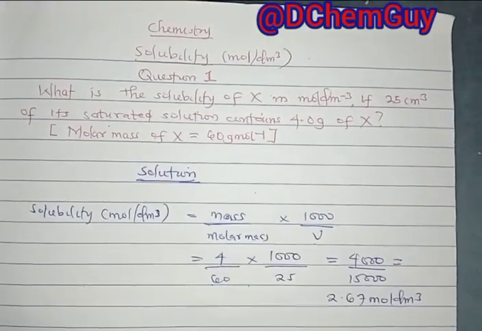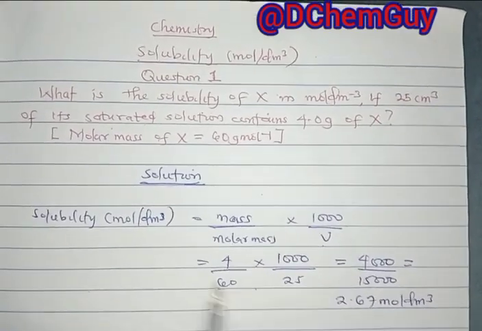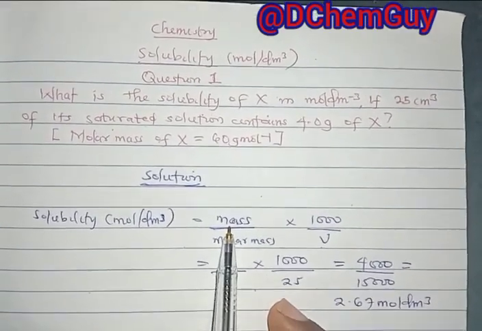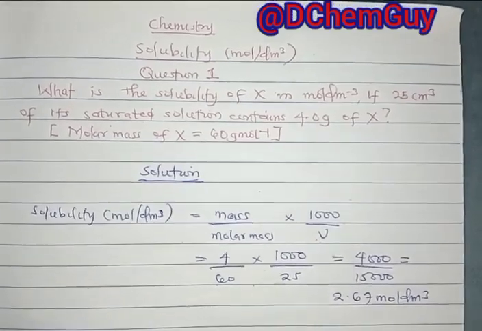Very easy. So it's very easy to do. Just learn how to remember this formula. Learn this formula: mass over molar mass times 1000 over volume. All right, and that's the answer.